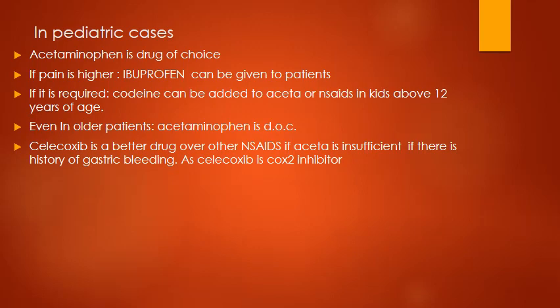Now, one thing more: if a patient is old and has a history of gastric bleeding and acetaminophen is insufficient, in those cases celecoxib, which is a COX-2 inhibitor, is preferred over all other NSAIDs. So just take care of this if you have celecoxib in the options and the rest of the scenario is given somewhere in the case history. Just remember this.